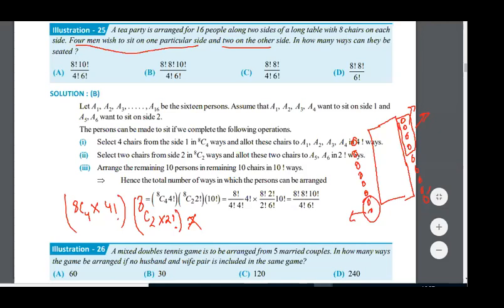Yes, very good, Pragna. So the remaining 10 people can be arranged on 10 seats in 10 factorial ways. That's the answer, right? Okay, please check everyone. Please take your time and try to understand. Please take 1-2 minutes and try to understand.